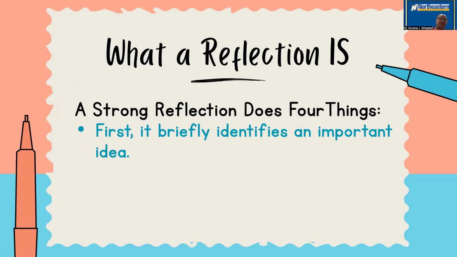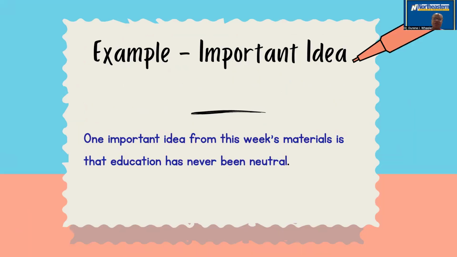So, what is a reflection? I want to give you four things that highlight a strong reflection and that are accomplished in a strong reflection. First of all, it's going to briefly identify an important idea. So on this slide, I've identified one important idea in this week's readings, which is education is not neutral. So that's the important idea we're working with.